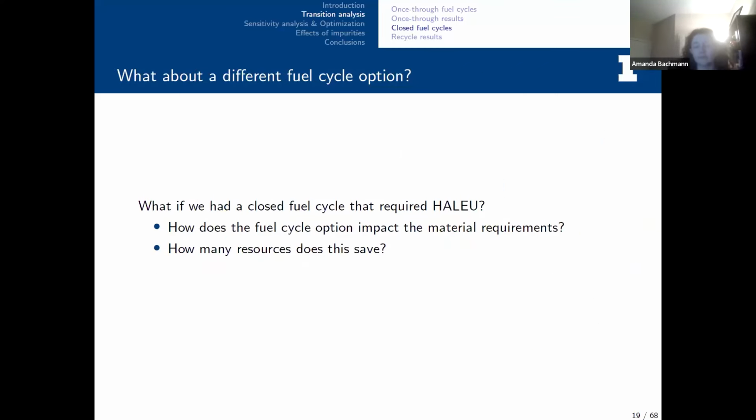So that was kind of the general trends that we saw within the once-through scenarios, but always curious on what it looks like when you recycle your fuel. And so if we close that fuel cycle with these HALEU-fueled reactors and these advanced reactors, I wanted to look at how that would impact the material requirements. And then, we always talk about we should close our fuel cycle because it's going to save us on different resources. So how much does that really save?